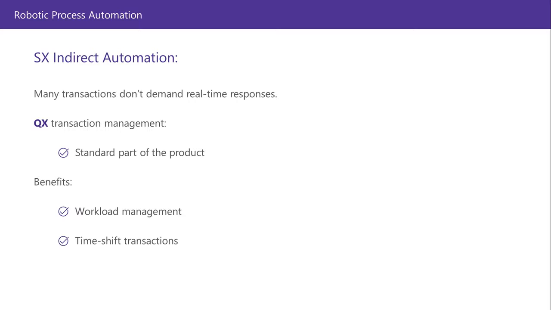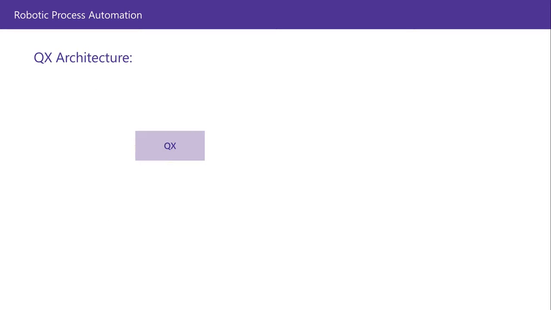Many of the processes that we come across do not require real-time access. Bulk updates, for example, don't need to be done in real time. As part of the SX products set, we provide an additional utility called QX, which allows us to queue transactions and process them in a managed way. The benefits of this are that we can take out the peaks in our workload and make better use of our resources. It can also time shift transactions. Things that don't need to run during the day when our systems are busy and the licenses are in use can be run overnight when things are much quieter. Let's take a look at the QX architecture.